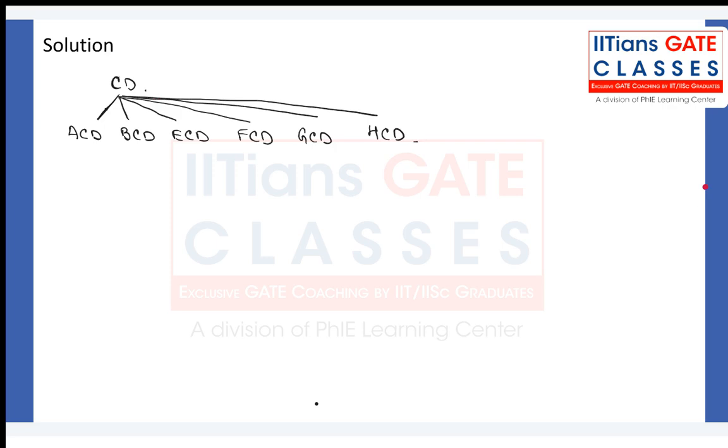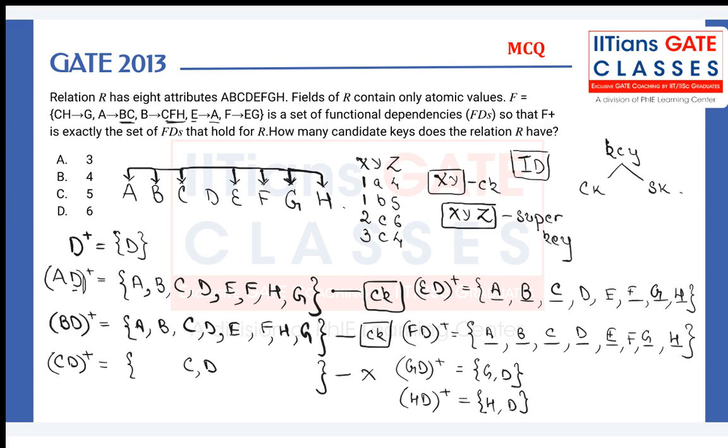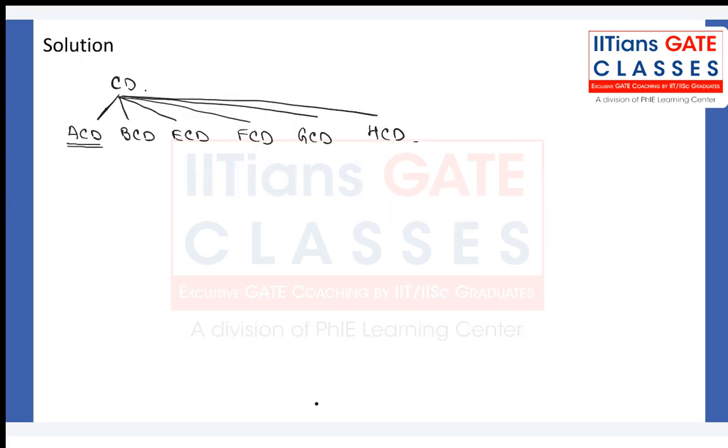Why? Because I will not consider ACD, because I got a candidate key with AD. If I got a candidate key with AD, and I consider ACD, will that be a candidate key? If my AD is a candidate key, what is a candidate key? A candidate key is a key with the minimal set of attributes.